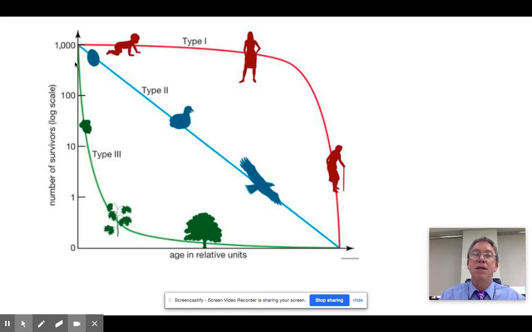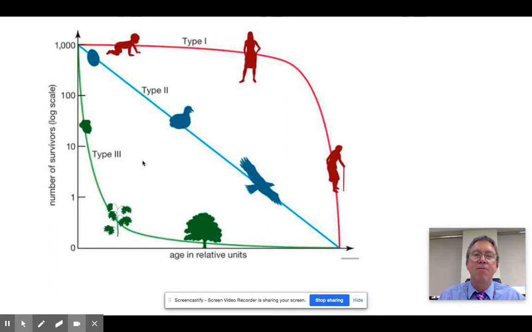But with, say, a tree, the vast majority of the trees never get established. They get eaten by squirrels or by deer, and they never get a chance to grow big enough. But those that do grow big enough, they last until the end.